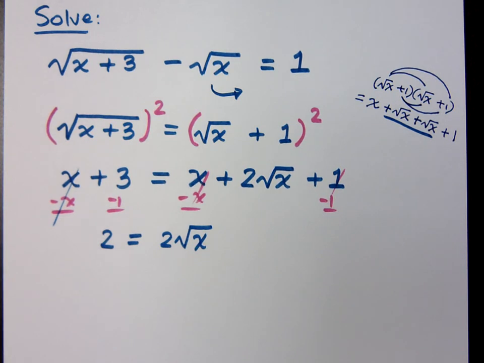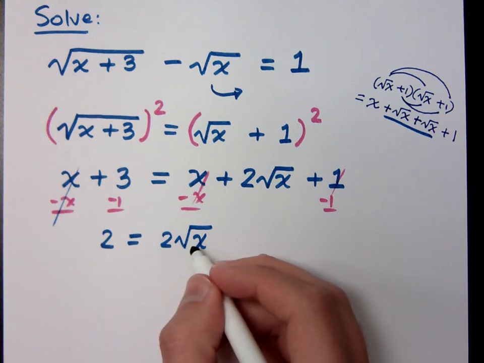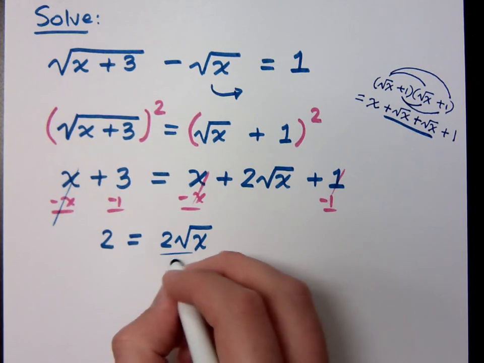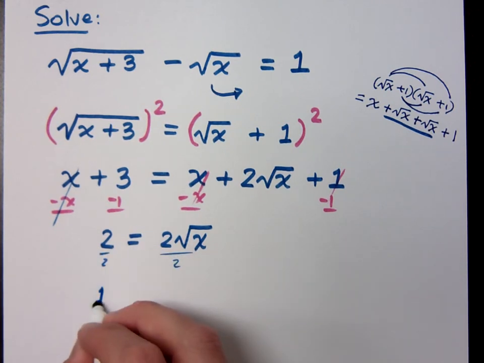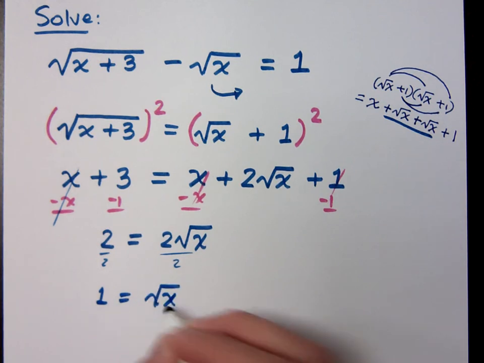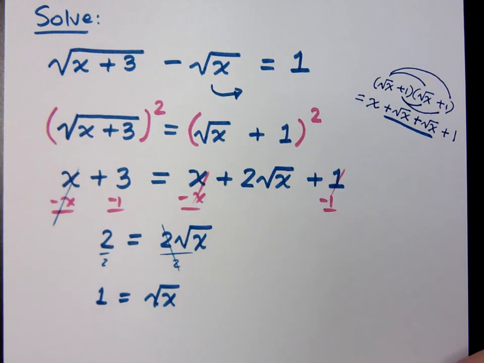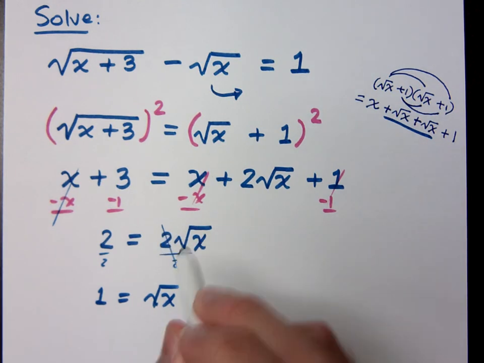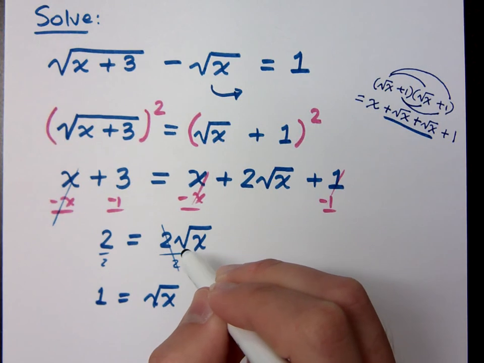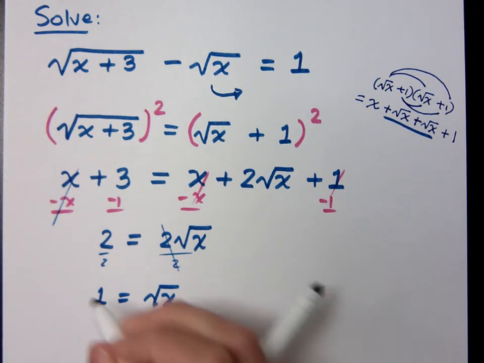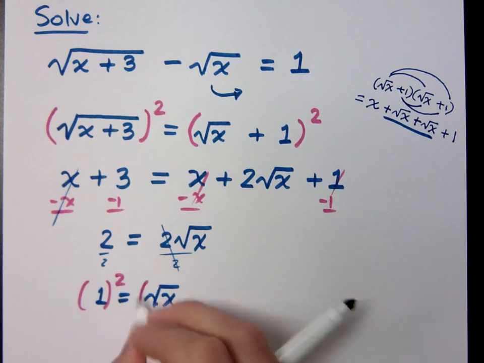Now, before I square both sides, I don't have this radical completely by itself, so what could I do here? Divide by 2. Right, if you divide both sides by 2, then you get 1 is equal to the square root of x, because the 2's would reduce here. I'm not done yet. If I square both sides, a lot of times students run into trouble over here. But now that I've got this radical completely by itself, I'm going to square both sides.